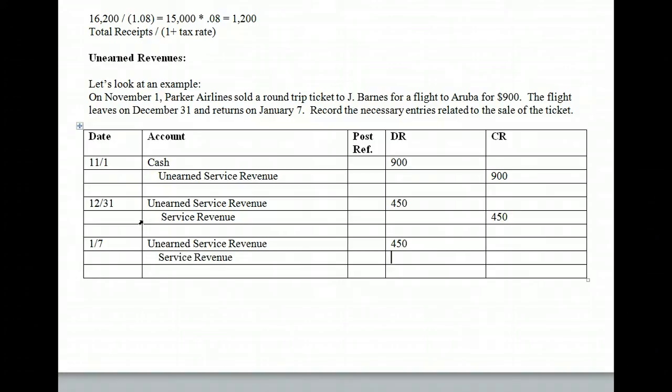So say we don't produce financial statements until January 31st. Some companies will go at the end of the month and say, okay, what all flights have we completed in January? And they'll do one entry to record all that revenue. It just depends. In my example, I'm going to say when the flight's done, we recognize it. So on January 7th, once that flight is complete, we would get to recognize the revenue of $450. So those are two brief examples of how to account for sales taxes for a company and how to account for unearned revenues.